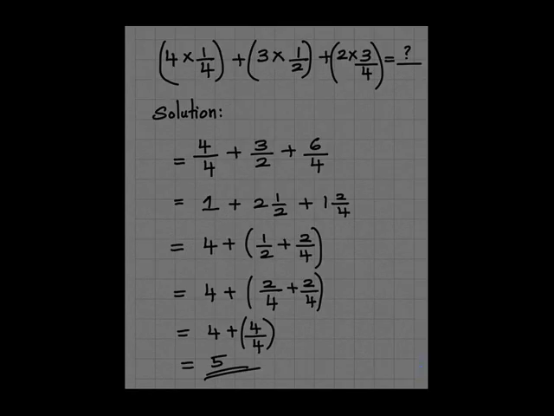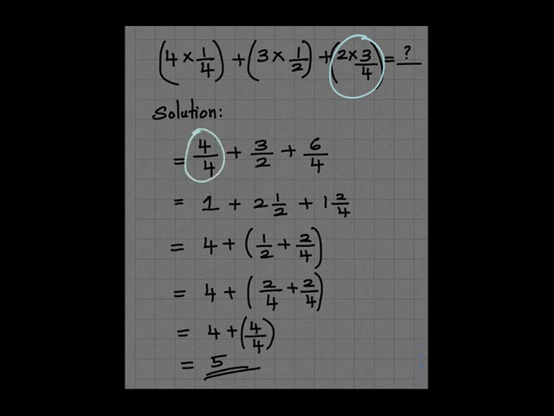Solve the problem. 4 times 1 by 4 plus 3 times 1 by 2 plus 2 times 3 by 4 equals what? So let's solve this one first, then this one, and finally this one. Okay? 4 times 1 by 4 is 4 by 4. 3 times 1 by 2 is 3 by 2. And add the plus sign. Don't forget the signs. 2 times 3 by 4 is 6 by 4.